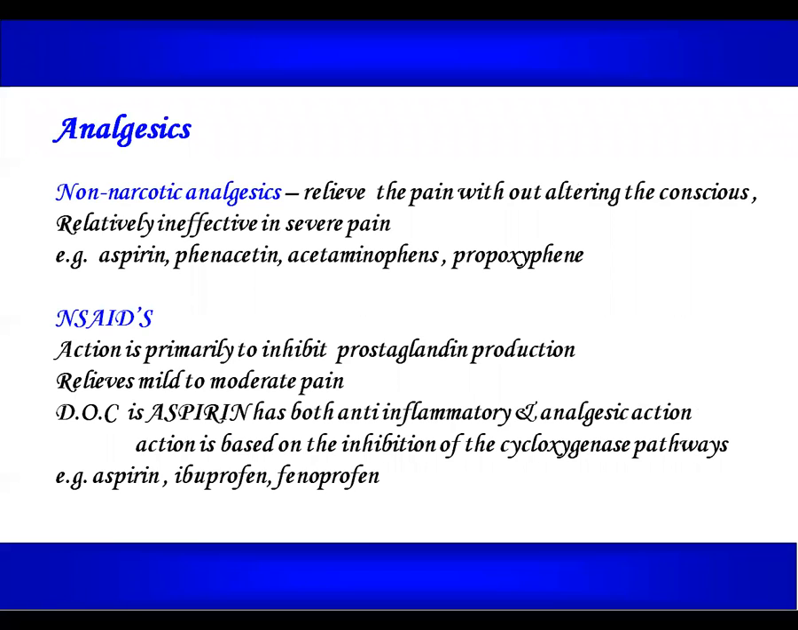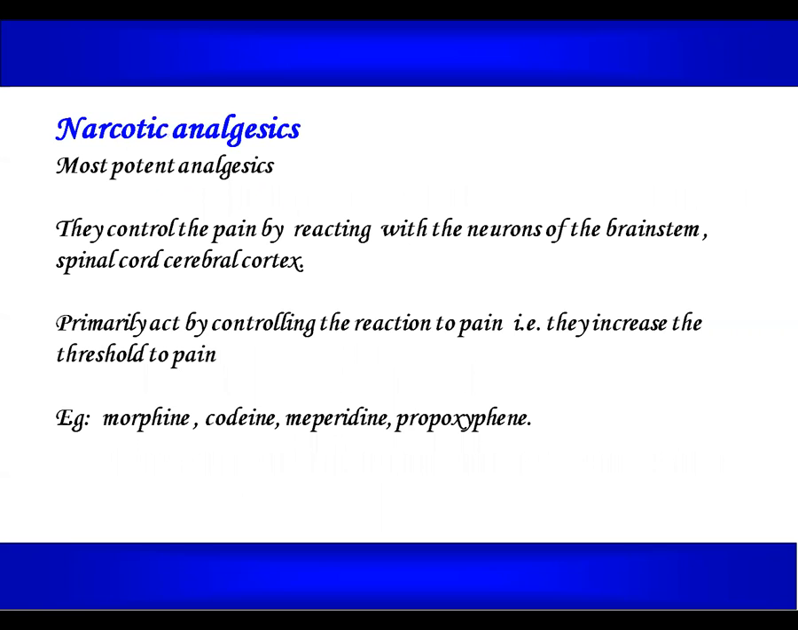Analgesics. Non-narcotic analgesics relieve pain without altering the occlusion, but are relatively ineffective in severe pain. Examples are aspirin, phenacetin, acetaminophen, propoxyphene, and NSAIDs. Their action is primarily to inhibit prostaglandin production and relieve mild to moderate pain. Aspirin has both anti-inflammatory and analgesic action, based on the inhibition of the cyclooxygenase pathway. Examples are aspirin, ibuprofen, and phenobarbital.